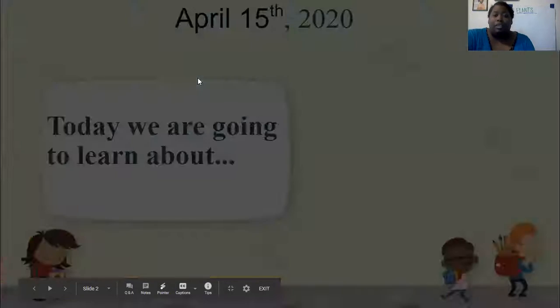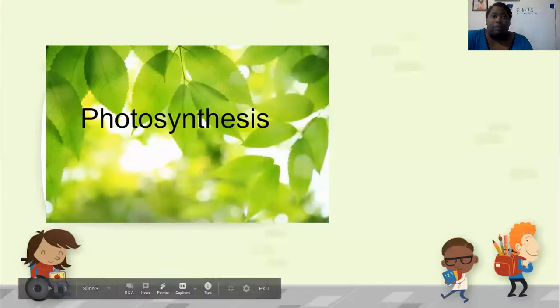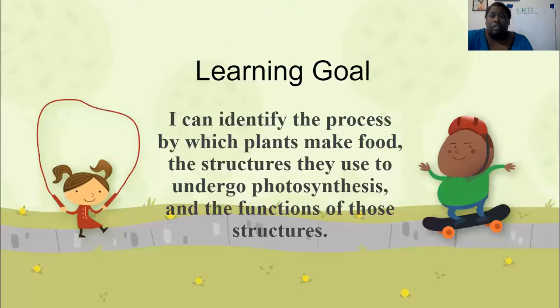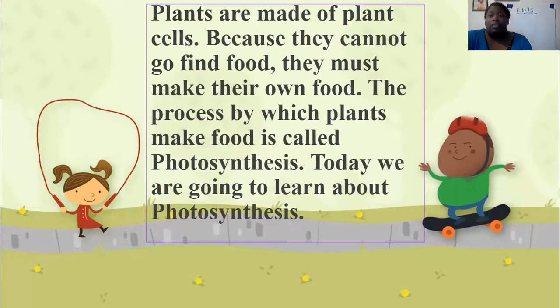So again, good morning. Today we're going to continue learning about photosynthesis. Our learning goal, repeat after me: I can identify the process by which plants make food, the structures they use to undergo photosynthesis, and the functions of those structures. So the big idea is that plants are made of plant cells.